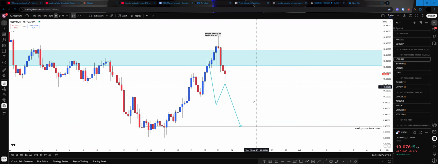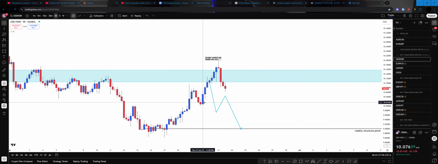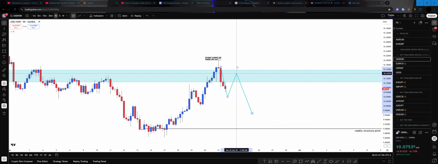USD NOK. It needs to break this low, or it can just pop back up and break that, then shift structure. So we're still waiting for a shift of structure in the 4 hour.